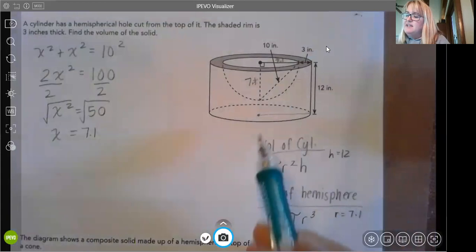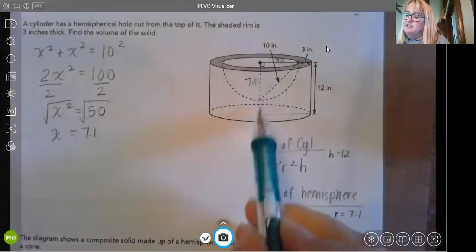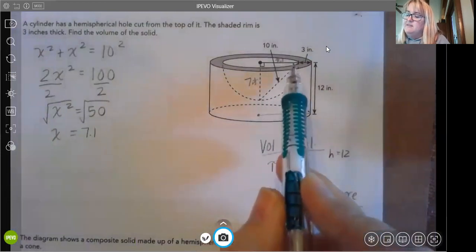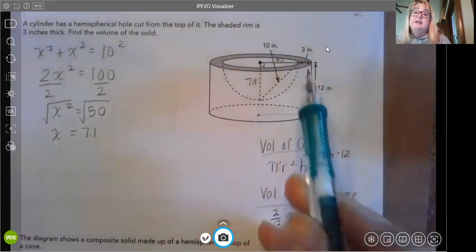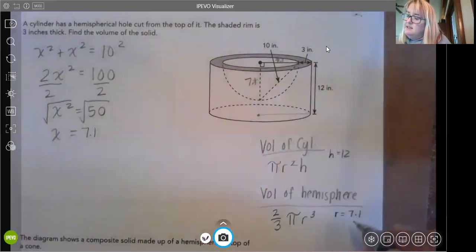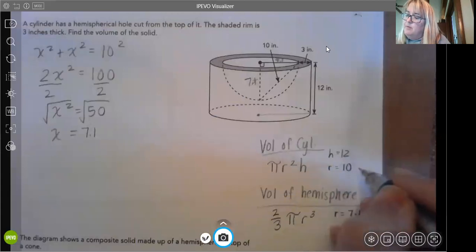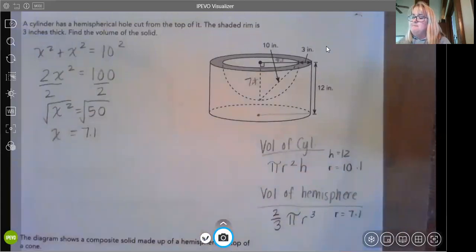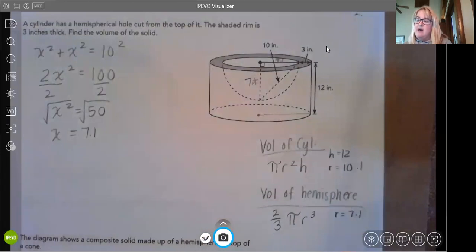Now the radius of the cylinder is going to be, the centers are centered, 7.1 plus the 3 additional inches. So the radius of the cylinder is 10.1. Okay. So in this case, we have the cylinder and the hemisphere cut out, so instead of adding them together, we're going to subtract them.